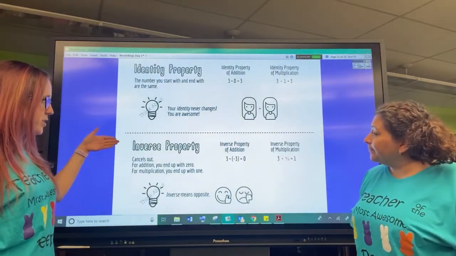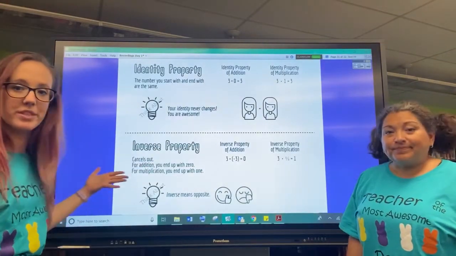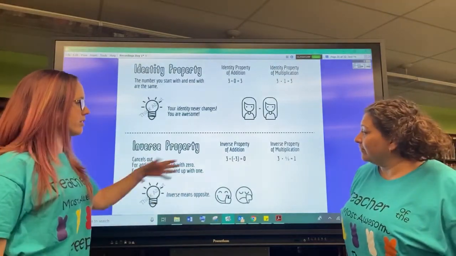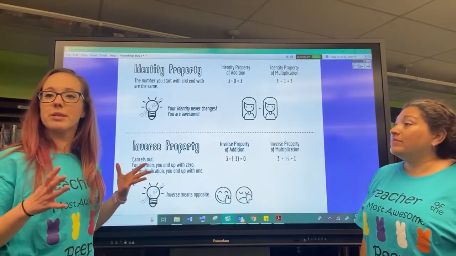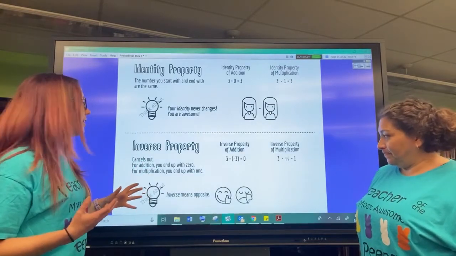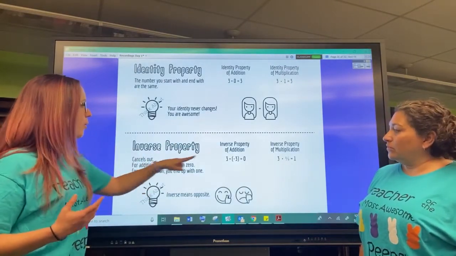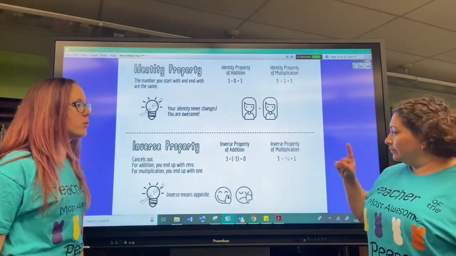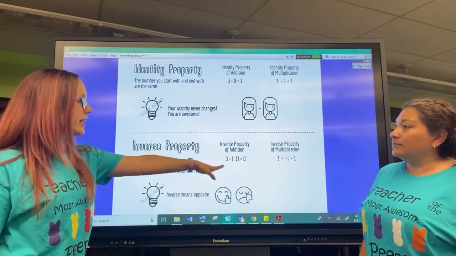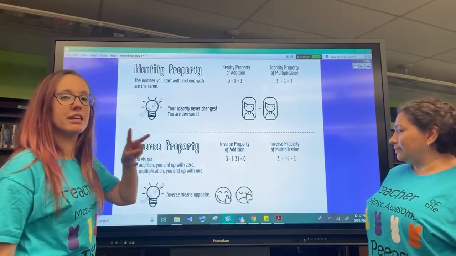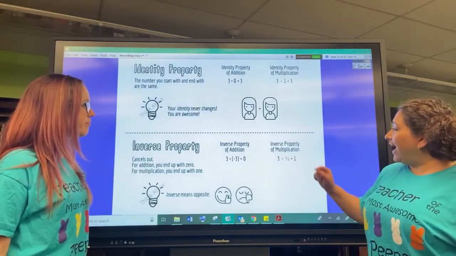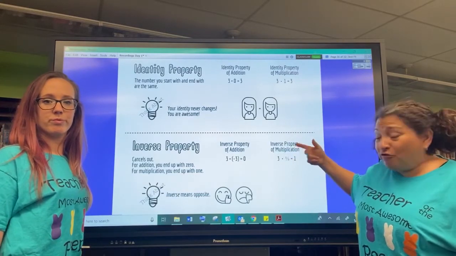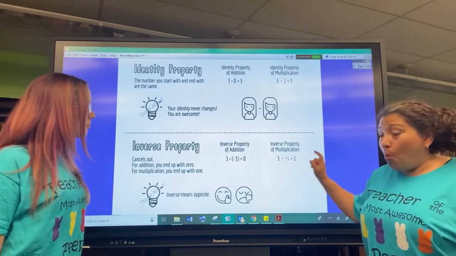Okay, and then we've got inverse property, which is like the exact opposite, which is convenient because inverse means opposite. So whatever number you start with, and we're still using 3, you're going to do something to cancel it out. In addition, you should always end up with 0. And if you're multiplying, you should always end up with 1. So we did 3 plus -3. Those are opposites. They're inverses, and they cancel out. And when you multiply 3 times the reciprocal, which means flip it over, 1 over 3, it equals 1.